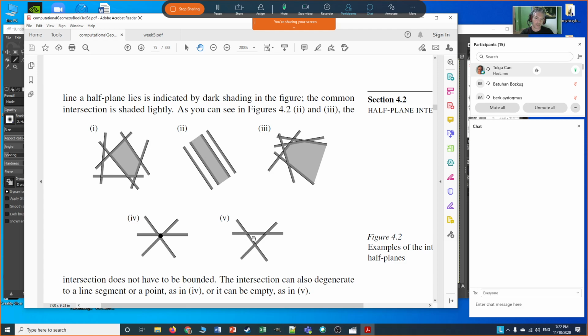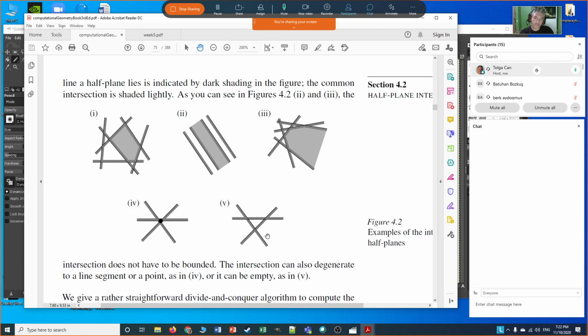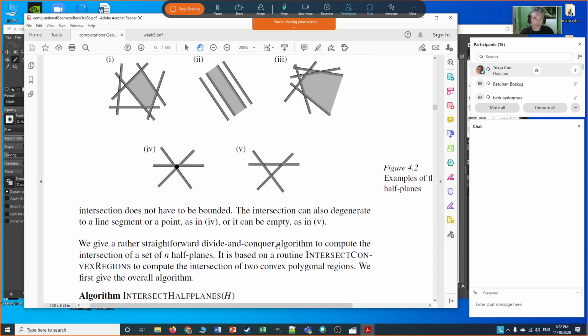So the intersection here is empty. The triangle here is not the intersection. This one is pointing this way, this one is pointing up, this one is pointing down. So the feasible regions are these shaded regions. Therefore, their intersection is an empty set. Okay, so these are the 5 different cases we may have when we try to intersect half planes.